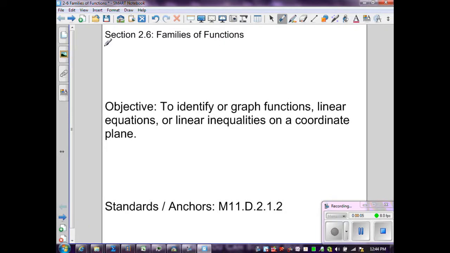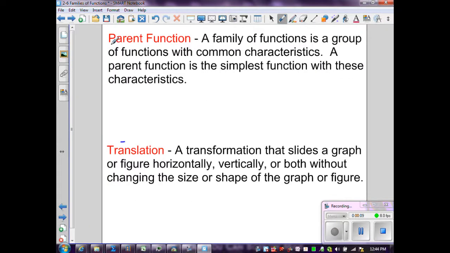Section 2.6, Families of Functions. Parent functions. A family of functions is a group of functions with common characteristics. A parent function is the simplest function with these characteristics. Today, what we're going to focus on is the parent function y equals the absolute value of x. We've already graphed that in the previous section, so we know how to graph that.